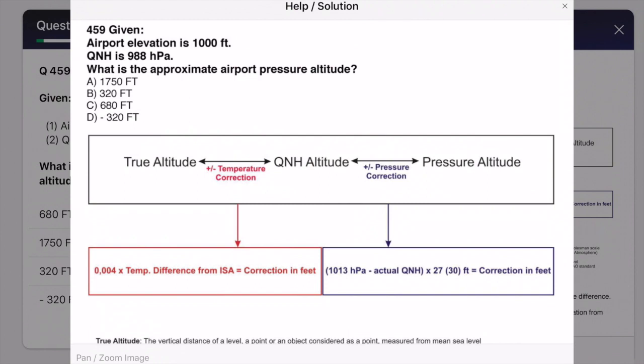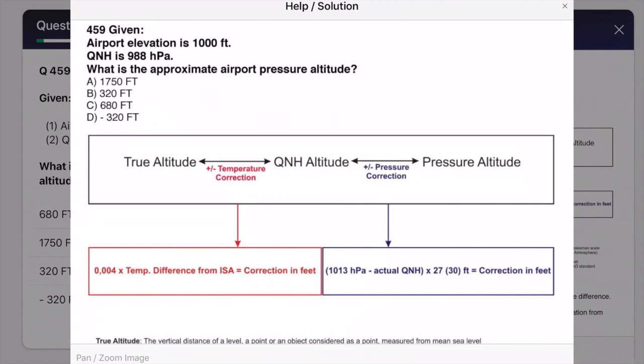the values are given. You can see again at the very top, and below it there is already a very important and nice overview, let's say conversion table for true altitude, QNH altitude and pressure altitude, and this will help you to calculate each one of them. Between the true altitude and QNH altitude, you have to apply a temperature correction, and between the QNH altitude and pressure altitude, you have to apply a pressure correction.